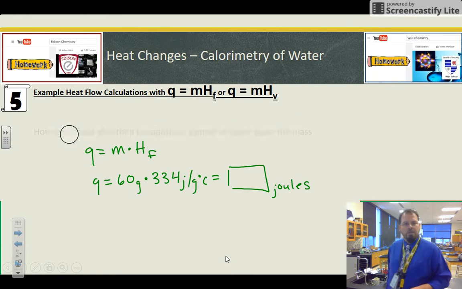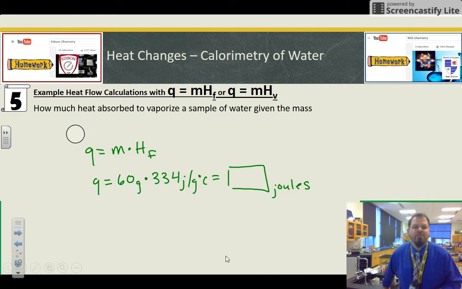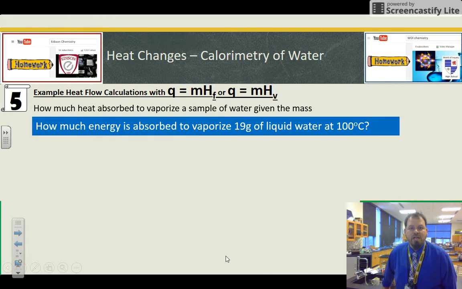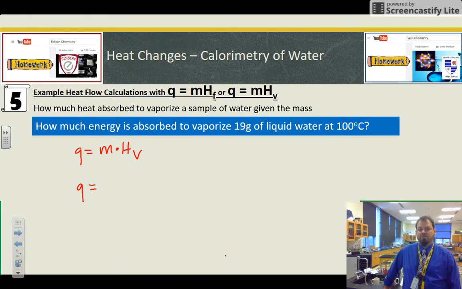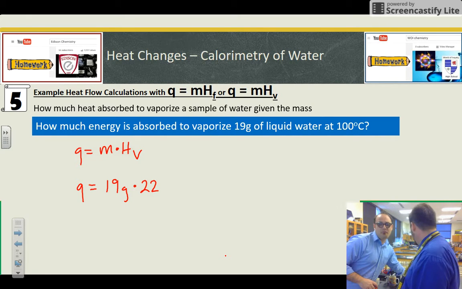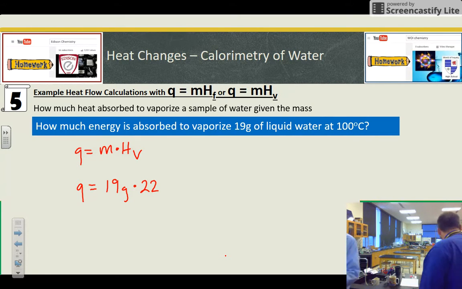Good. Moving on. I'm guessing we're going to go H sub V. Now I see vaporize. How much energy is absorbed to vaporize? H sub V. Now I just have a different constant. I still have 19 grams for my mass. Now it's what, 2,230? 2260. That's it. Let me look at my reference tables. 2260. It's going to be a bigger number.